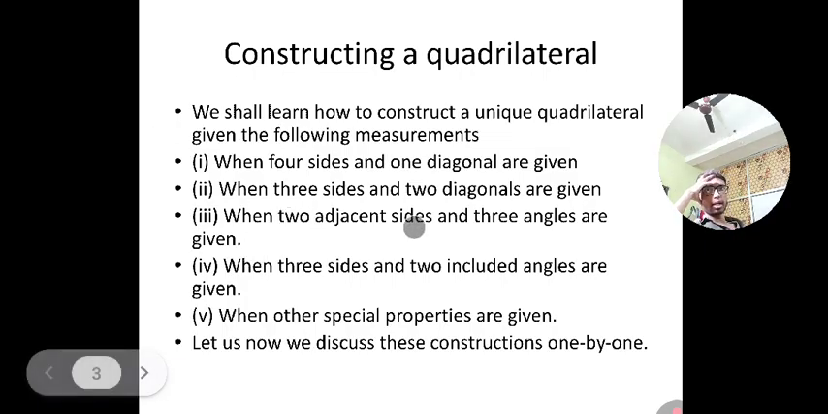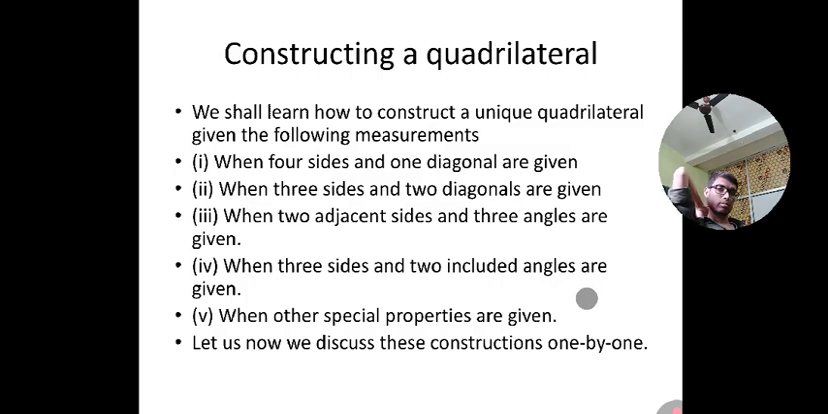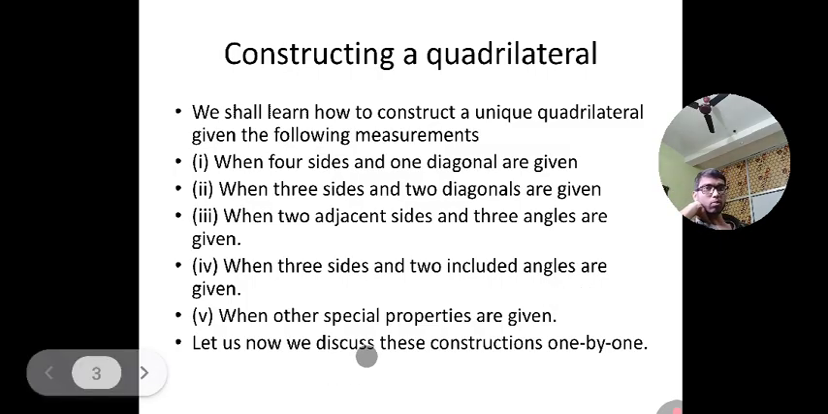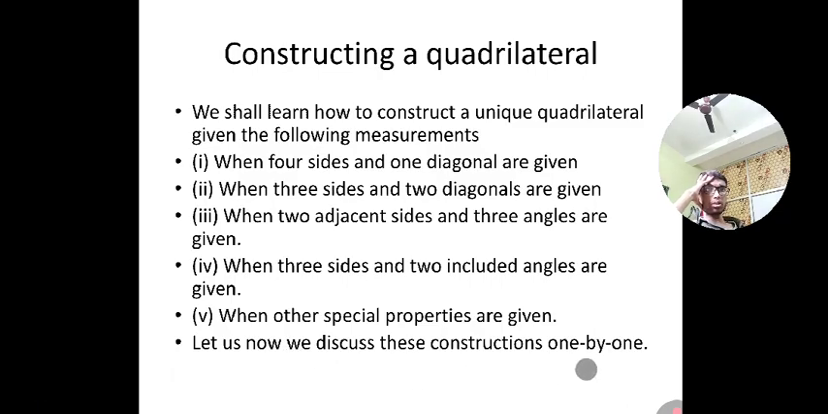When three sides and two diagonals are given, when two adjacent sides and three angles are given, when three sides and two included angles are given, or when other special properties are given. Let us now discuss these constructions one by one.